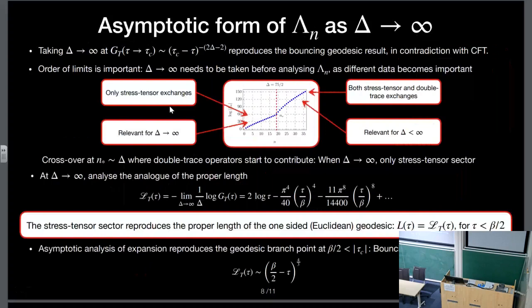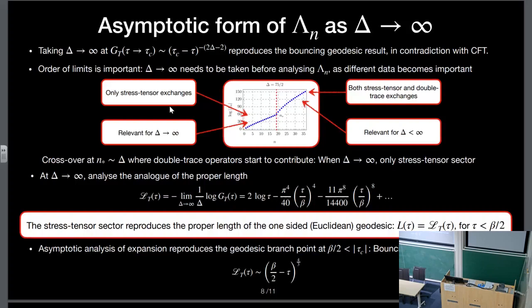Okay, I just told you that this singularity should not exist. So what is going on? First of all, this is just a singularity in the stress tensor sector. What this means is double traces are still there. So double traces better cancel out the singularity. Not only do they have to ensure the KMS condition, they also have to cancel this out. But secondly, you would say, okay, if I take the delta to infinity limit, I reproduce the singularity from the bouncing geodesic.